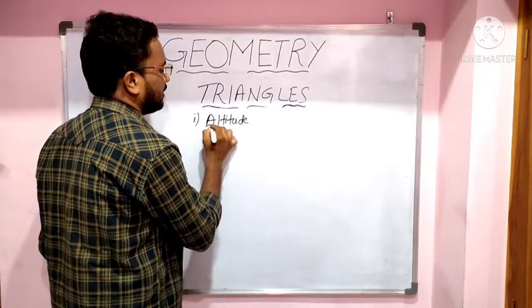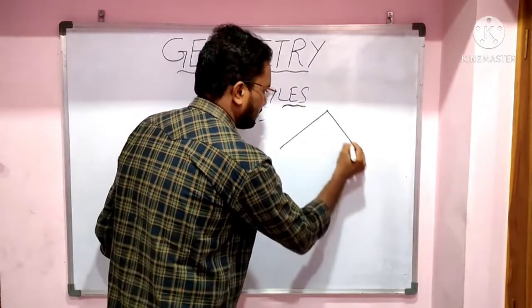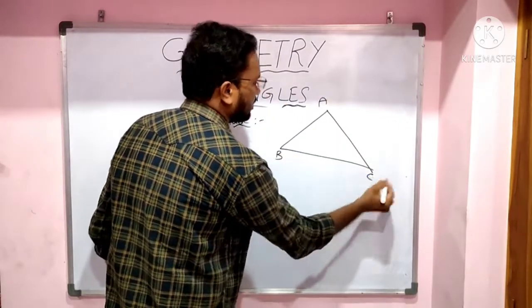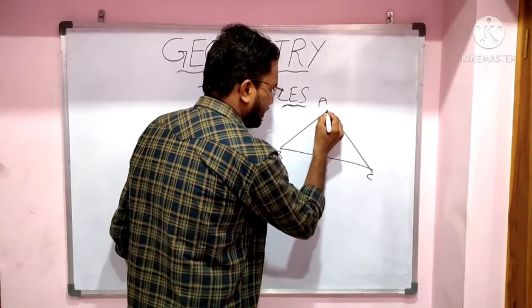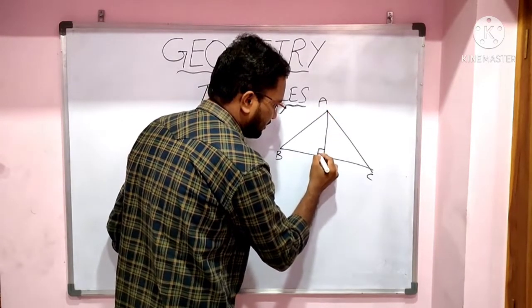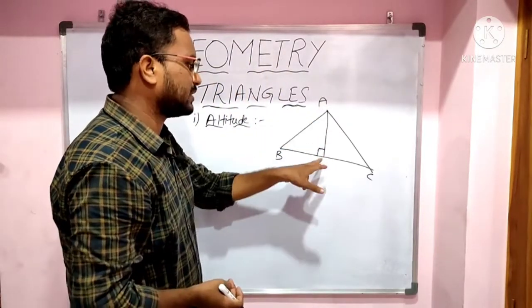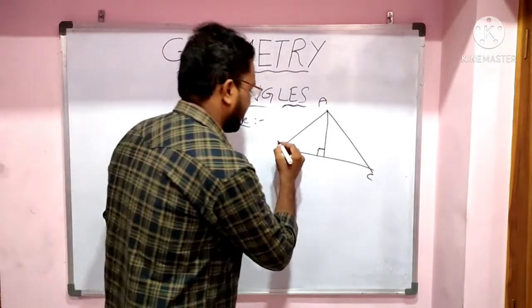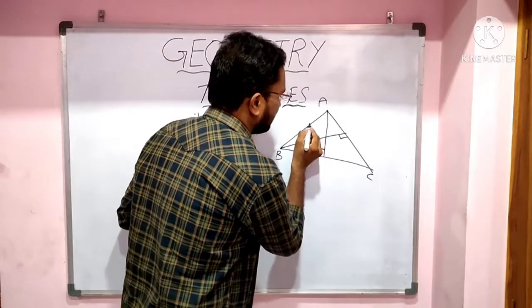Altitude of a triangle. What is an altitude of a triangle? Let's say this is a triangle A, B, C. Altitude means the perpendicular drawn from the opposite vertex to the side of the triangle. In a triangle, we can draw three altitudes from these three vertices.